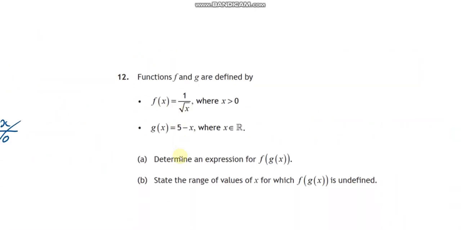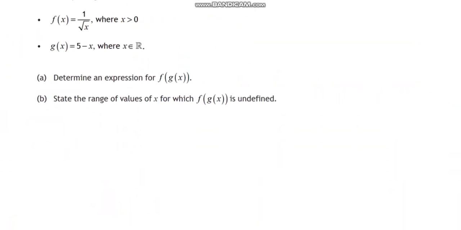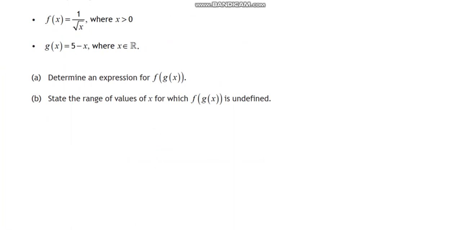Next one. This is a good one, and I picked this deliberately because we've got the square root and the divide. First of all, it's asking us to put g into f. So where's my f? So f of g. f is 1 over the square root of, and last time it was 1 over the square root of x, but now it's g of x. I'll put 5 take away x, okay.